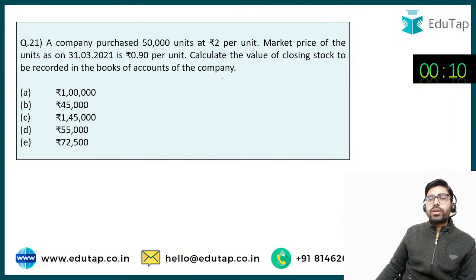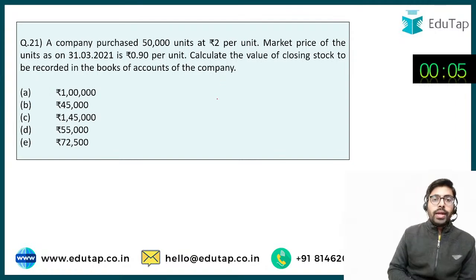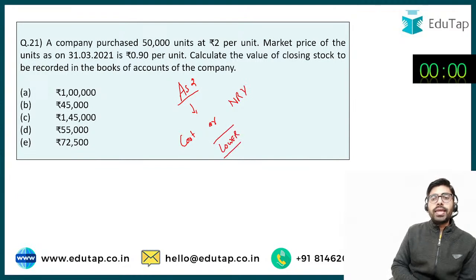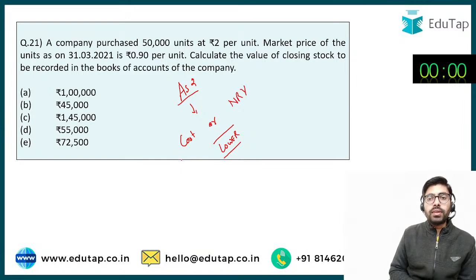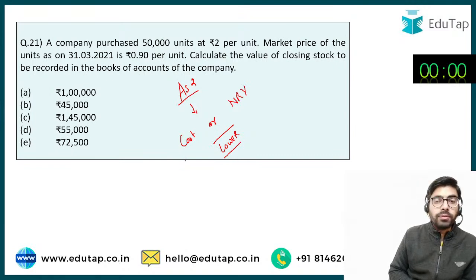Again, a similar question discussed with you guys. Try to remember about Accounting Standard 2, which tells us cost or net realizable value, whichever is lower. We have to follow the conservatism concept. We have to be prudent. Indu, Vinayak, Rishabh, Shivam, they are saying option B should be the answer.